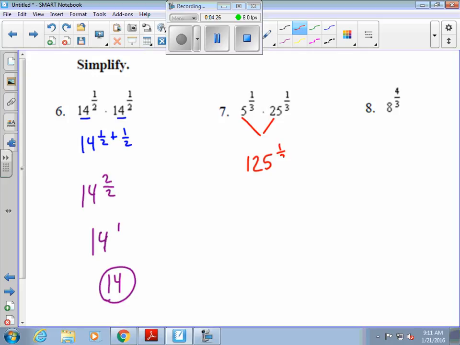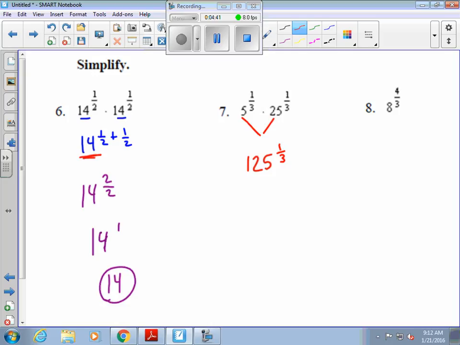Now, somebody was asking a question a little while ago, should we add the exponents too? No. You wouldn't be able to multiply the bases if you added the exponents. So you leave it as 1/3, just like we left the base as 14 for number 6. So this says 125 to the 1/3.